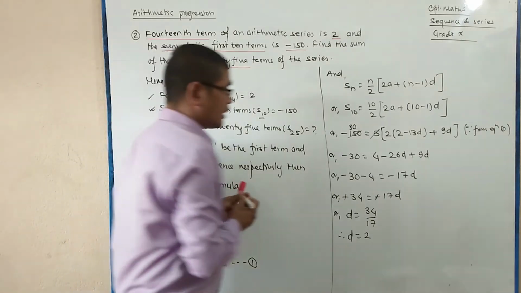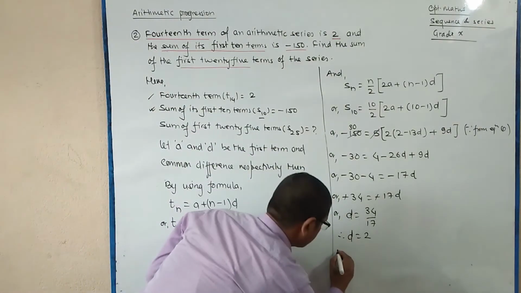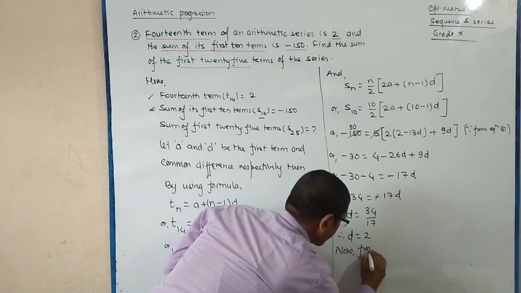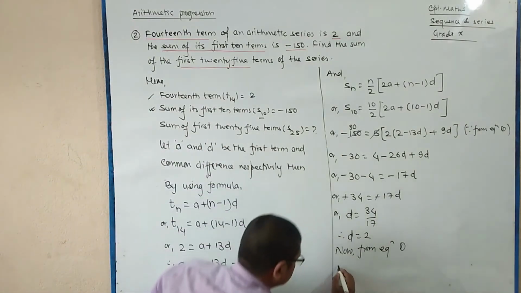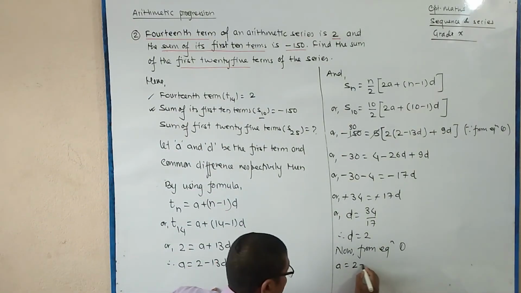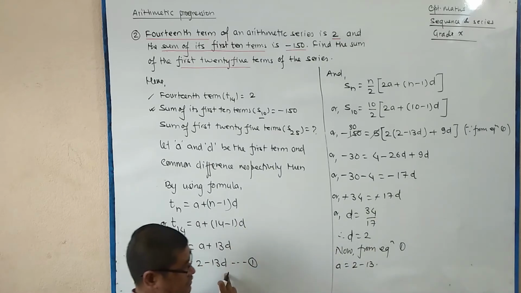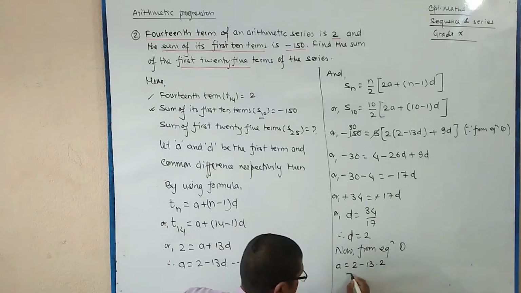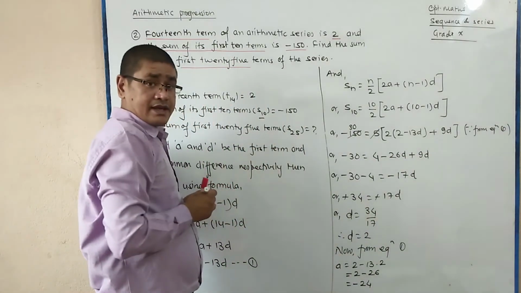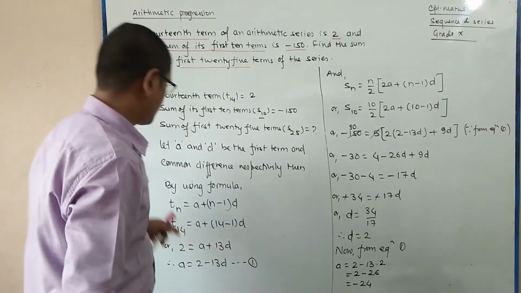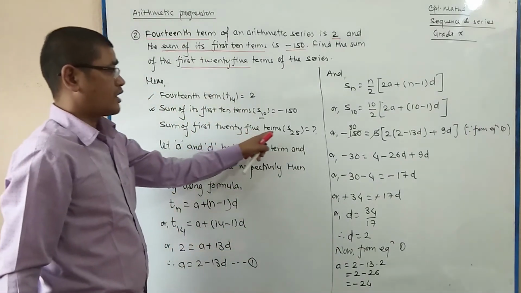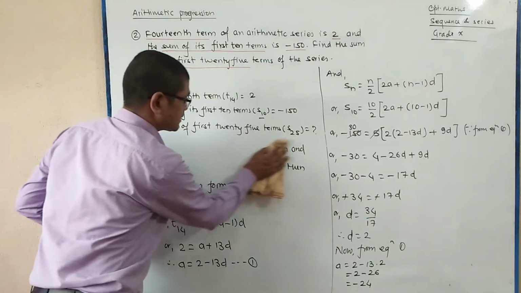Okay, now from equation 1, A equals 2 minus 13 times D, which equals 2 minus 26, that is minus 24. The value of A is also calculated. Now after getting the values of D and A, we can easily find the sum of the first 25 terms. Okay, let's clear this much.